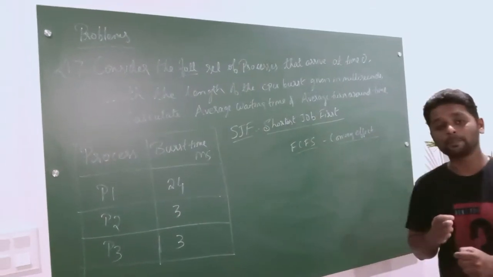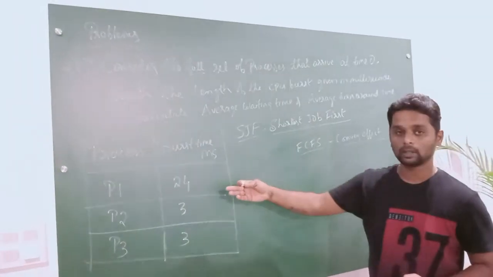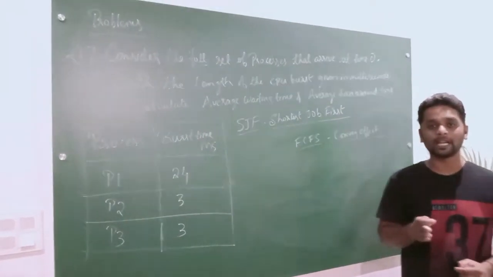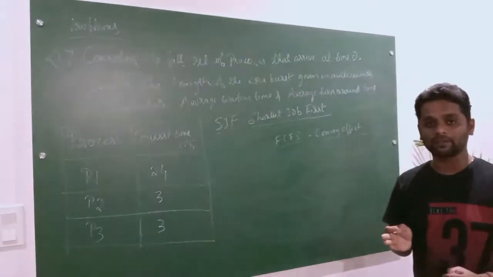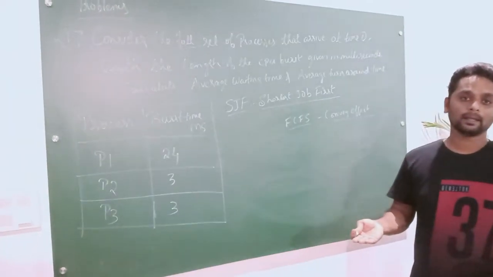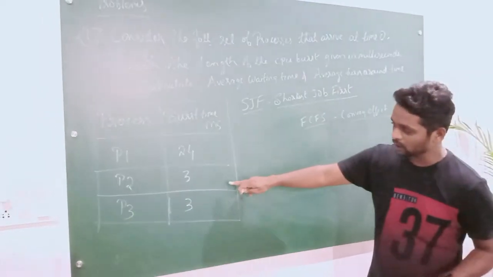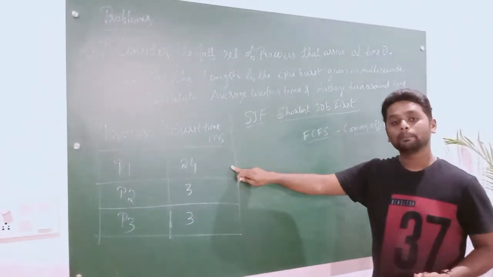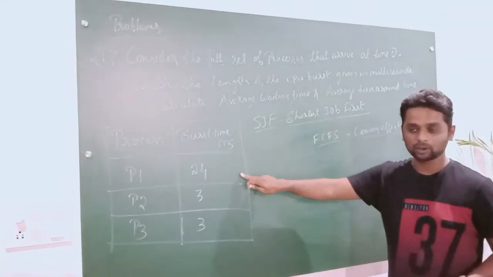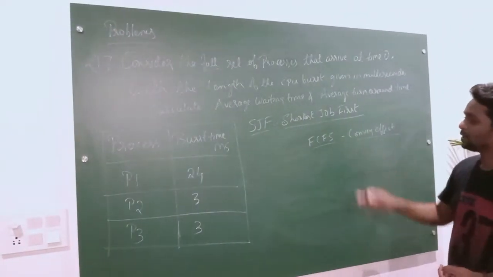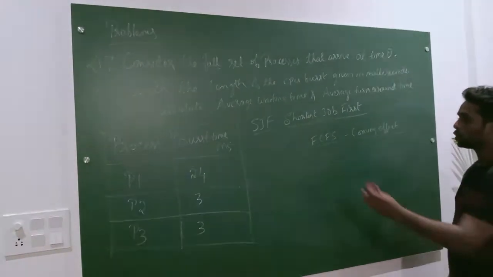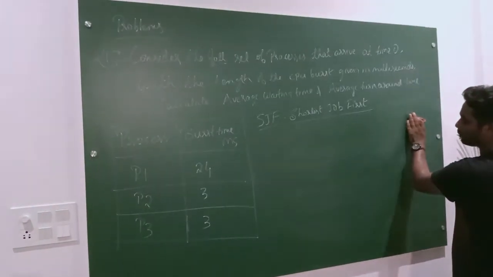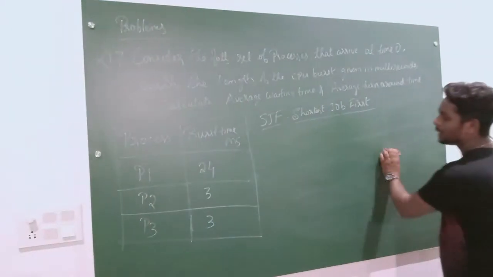So what happens is the CPU utilization will be lower. Normally the average waiting time and average turnaround time, whatever you get in your FCFS, it takes more time. So here the short job process has to wait for the long job process, that's it. So this is a disadvantage in your FCFS.